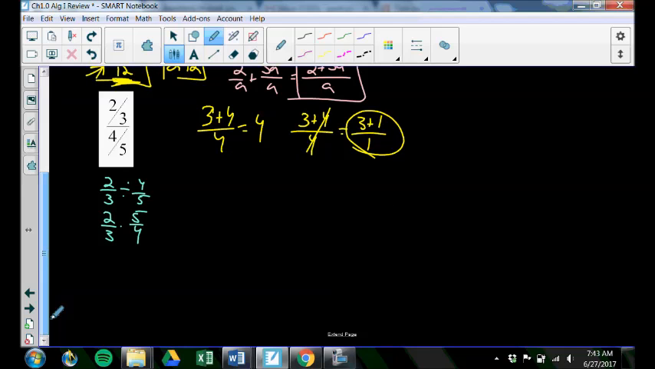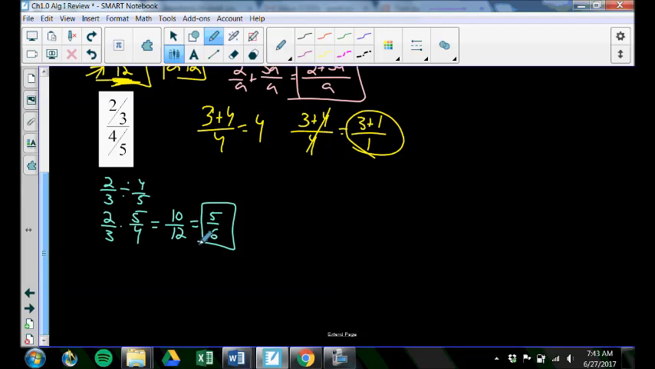With multiplication, just go across the top and the bottom. 2 times 5 is 10, 3 times 4 is 12. You don't need common denominators when you're multiplying. You just multiply. Now this can reduce. 10 and 12 can both divide by 2, so it's 5/6. You have to reduce every fraction you ever do.